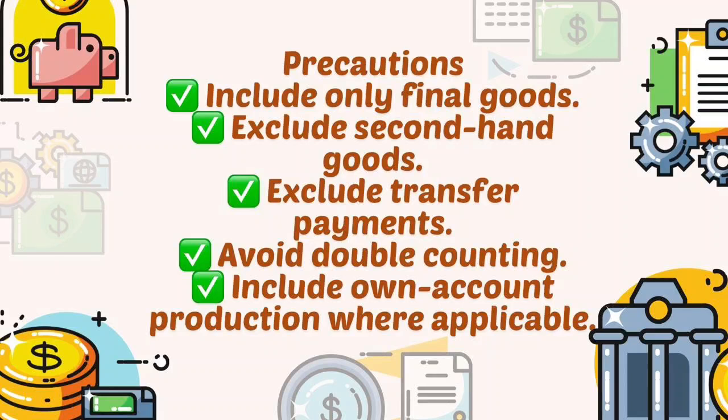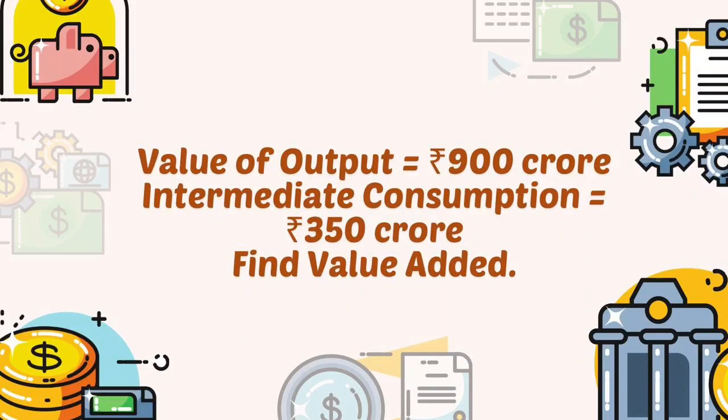Now it's time to solve a board-style numerical. This type of question is very common in the CBSE examination, and many students lose marks because they either forget the formula or don't write the steps. Here's the question. Value of output 900 crores. Intermediate consumption 350 crores. We need to find value added.